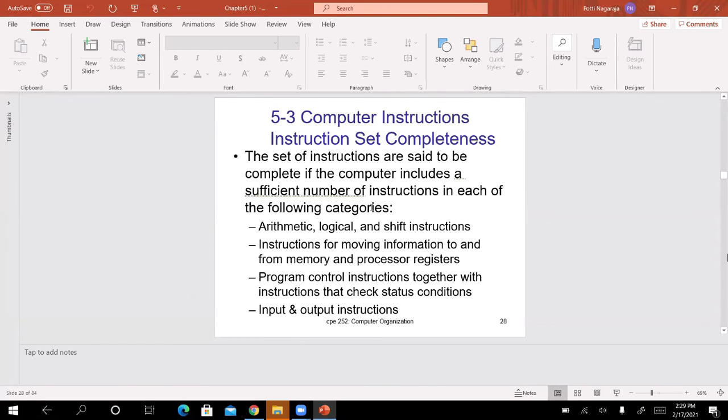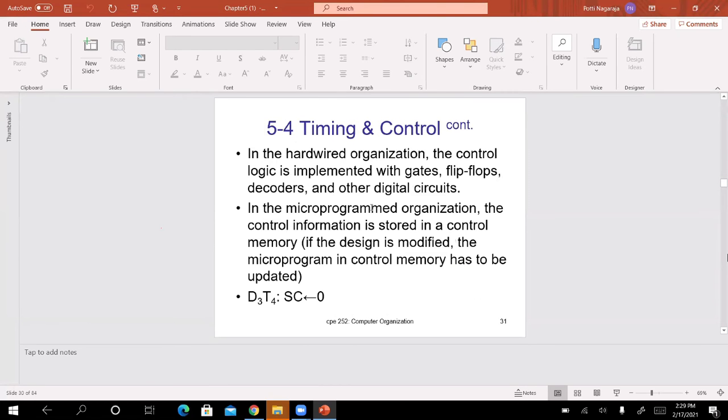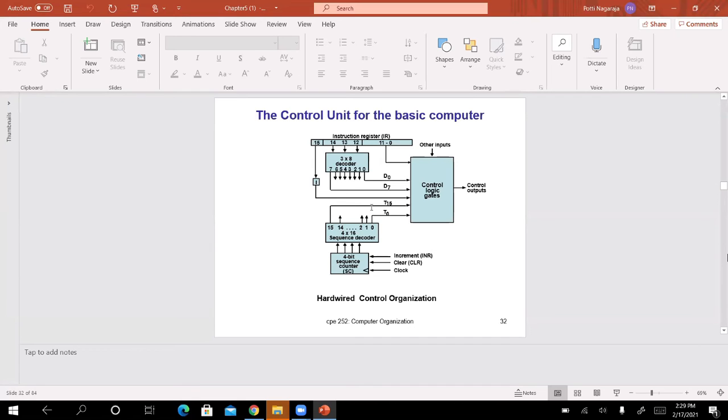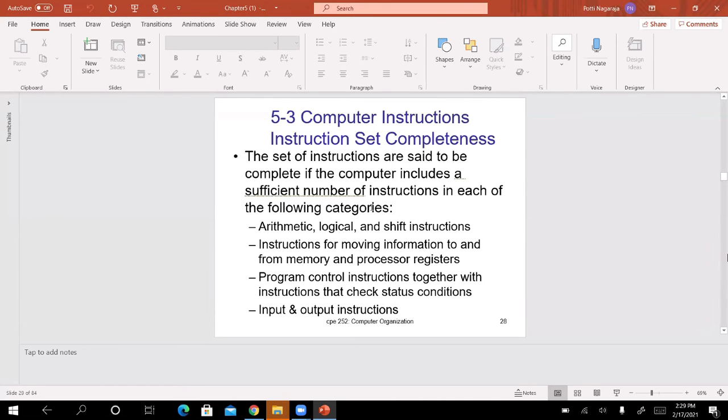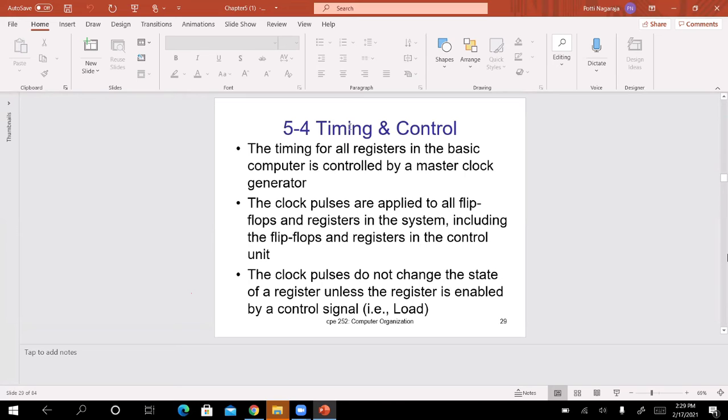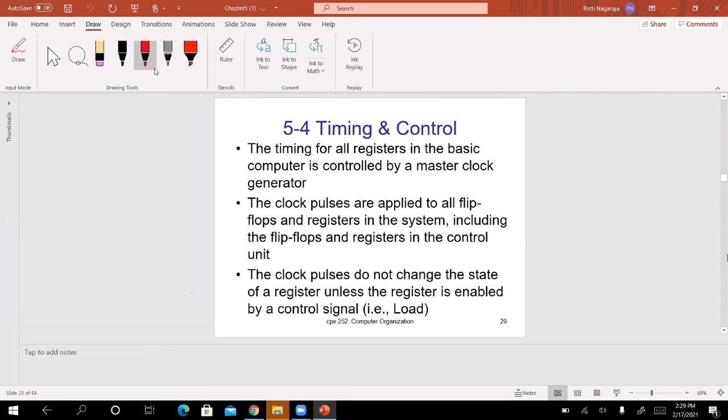The next one is timing and control. Before understanding timing and control, I will explain everything, but you try to go through the textbook also. Timing and control means whenever you are executing some instruction, based on the opcode, the instruction code, we have to initiate different micro operations sequentially. That is the purpose of the timing and control signals.